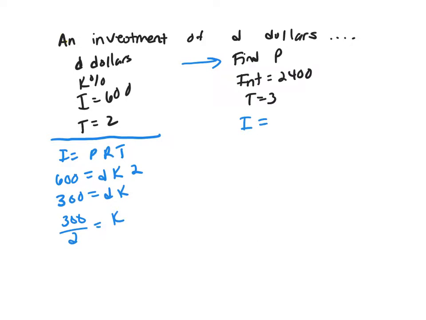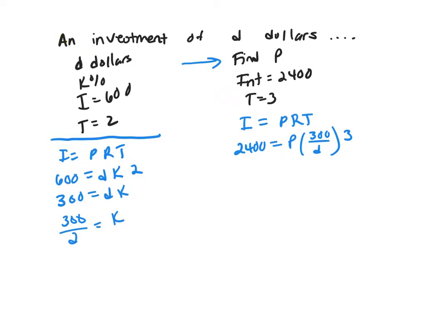Now let's find this one. I equals PRT. Interest is 2,400. We're trying to find P. The interest rate is 300 over D. And the time is 3. So we need to solve this equation for P.